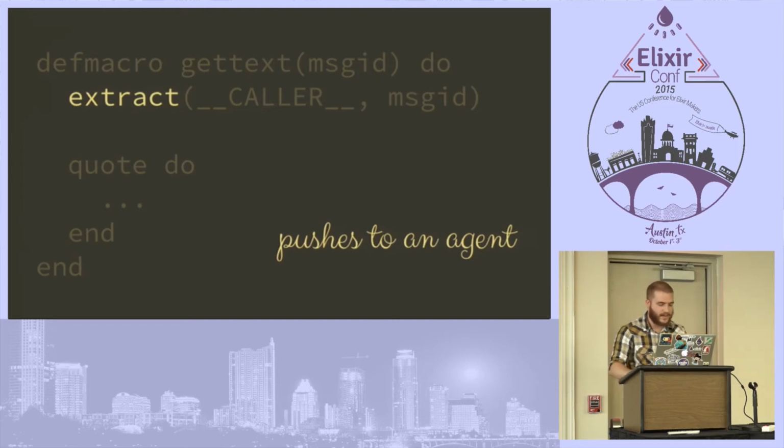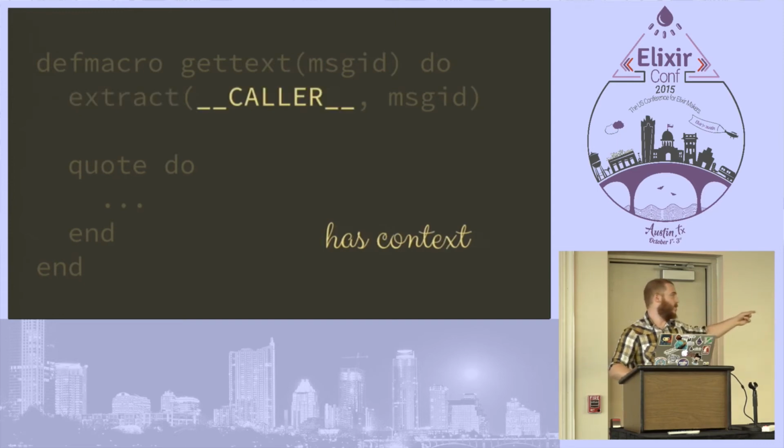This, for me, is amazing, because you're using OTP during compilation, right? So you have all the abstractions, all the power of processes, supervisors, agents, and all the stuff like that also during compile time, because you're using Elixir to compile Elixir, right? So this is a very powerful concept, in my opinion. And so basically, we push the translation to an agent, and we have all the information we need, because we have the caller of the macro, so we have the file where the macro is used in, the line number, and so we have all the context we need right in the macro.